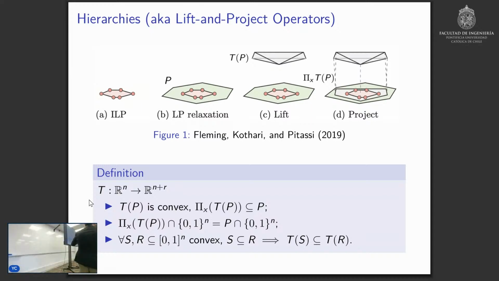Okay, and so now in general we can define a lift and project operator as follows. T of P is convex. The object that we get is always convex. And when we project onto the original space of variables, we get something that's as good as P. We also require that we don't chop off integer solutions. When we project back, we are preserving integrality, right? So basically this is saying that the projection contains the integer hull of the solution. And moreover, we want this operator to be monotone so that we can apply it iteratively, and we always get something that's at least as good as what we started with.